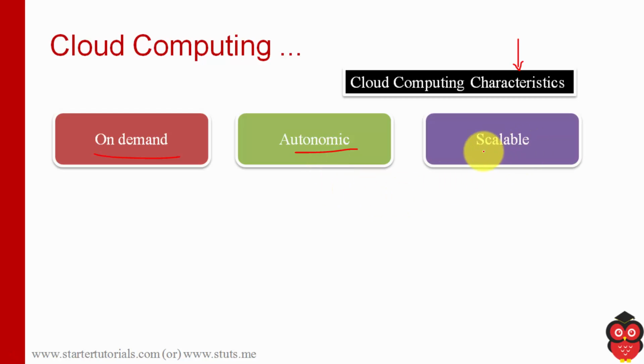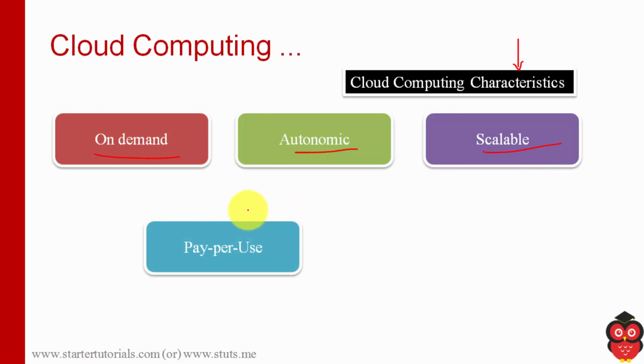And next property is scalable, also called elasticity. As I already said, the resources will scale up and scale down, that too automatically. So this property is called elasticity. And the main thing about cloud computing is pay per use. The utility model I am talking about is this one, pay per use. As an example, you can consider this.